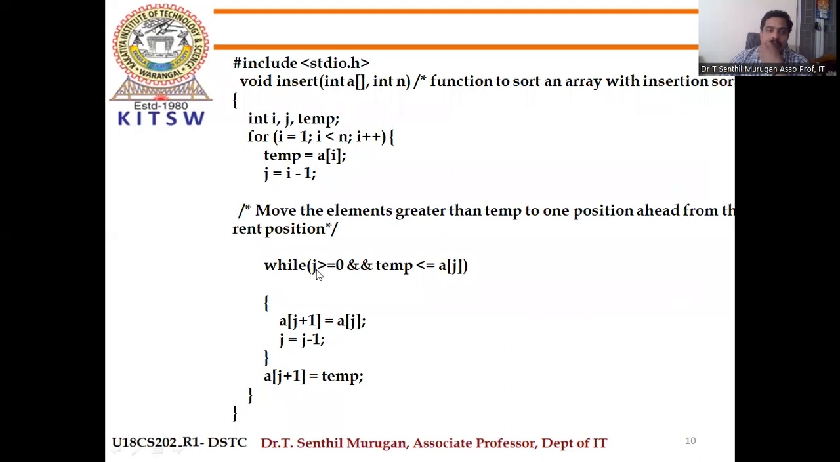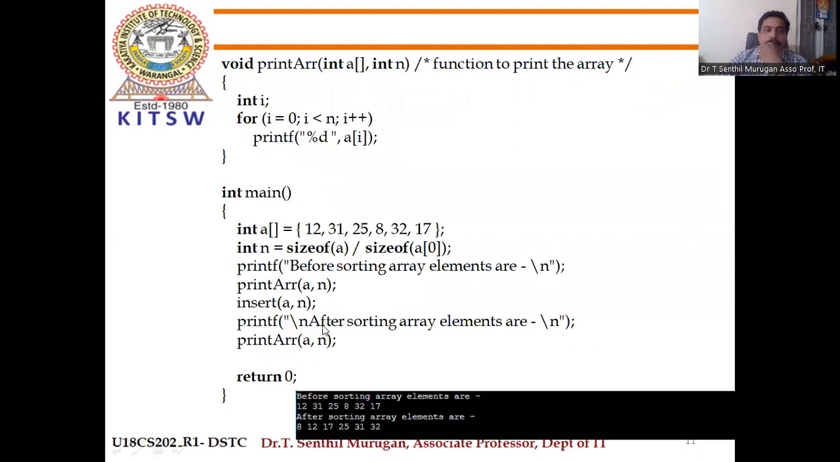So while j is 0 or greater, and temp value is less than a of j, then we have to do the swapping. If the swapping happens, then it will go for j minus 1. After this while loop, when this condition fails, then only it will come out, and then temp value is assigned to a of j plus 1. After sorting, we can print using this for loop.